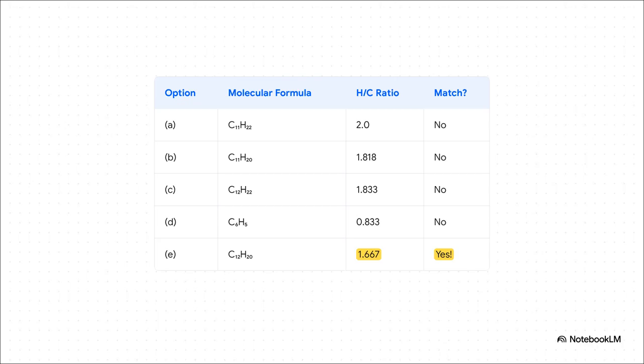So instead of relying on that faulty molecular weight, let's just line up our suspects. Let's just check the hydrogen to carbon ratio for each potential answer. We go down the list. Nope, not that one. Still no. And then, boom, look at option E, C12H20. The ratio of 20 hydrogen to 12 carbon is exactly 1.667. We have a perfect match.